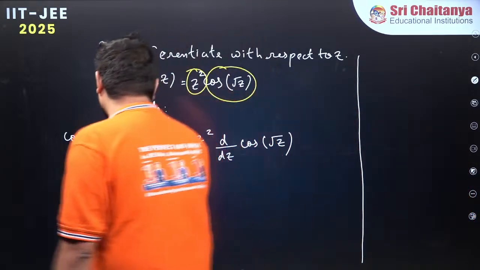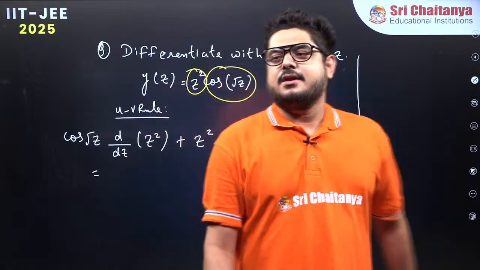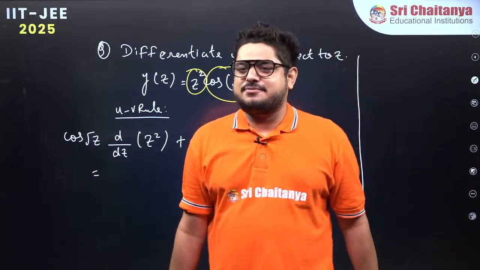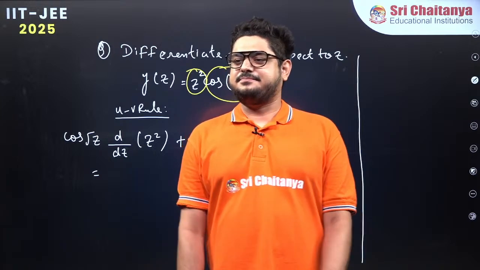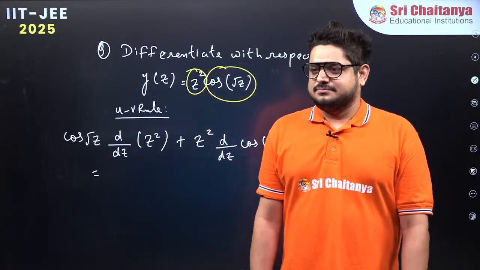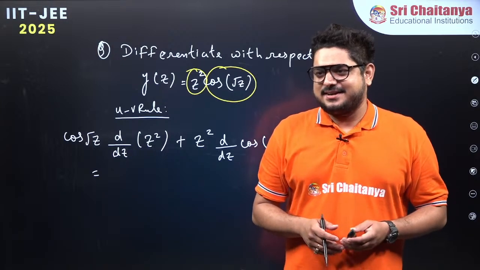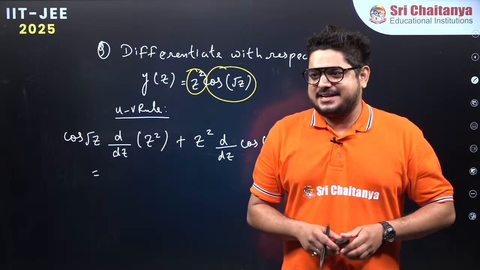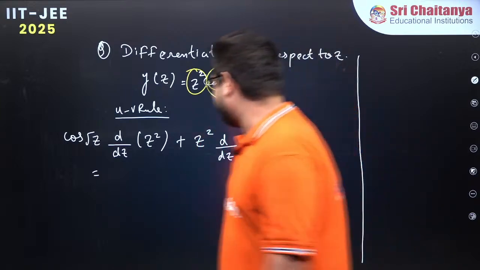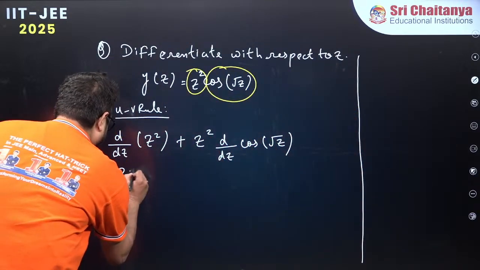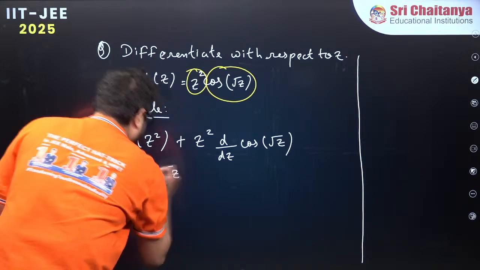See, this is very easy. What do you think will be d by dz of z square, everyone? Write it down. Post it in the form of comments. D by dz of z square. 2z, yes, correct. It's 2z itself. So it's going to be 2z into cosine of root z.